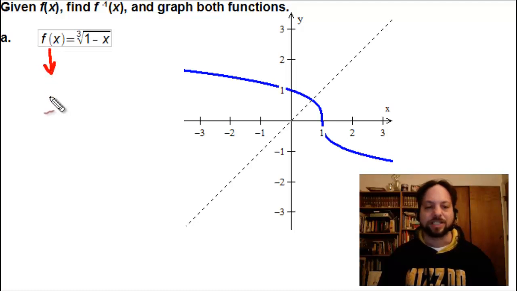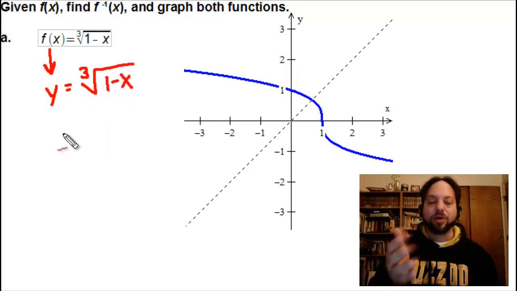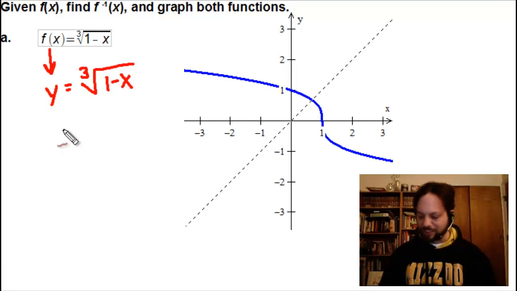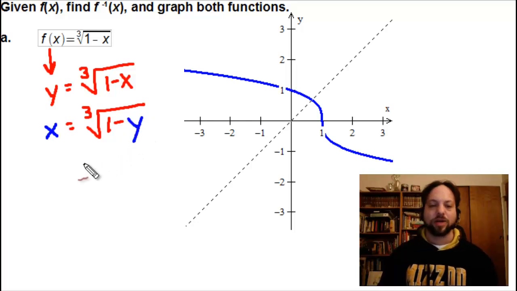turn this f of x thing into a y. After all, that's what f of x really represents, is just y. So there's our original function. If we now go ahead and switch the x's and y's, let's see what's going to happen here. The y will turn into an x, of course, and we'll have the cube root of 1 minus y. Alright, so that's our first step, just switching the x and y's.